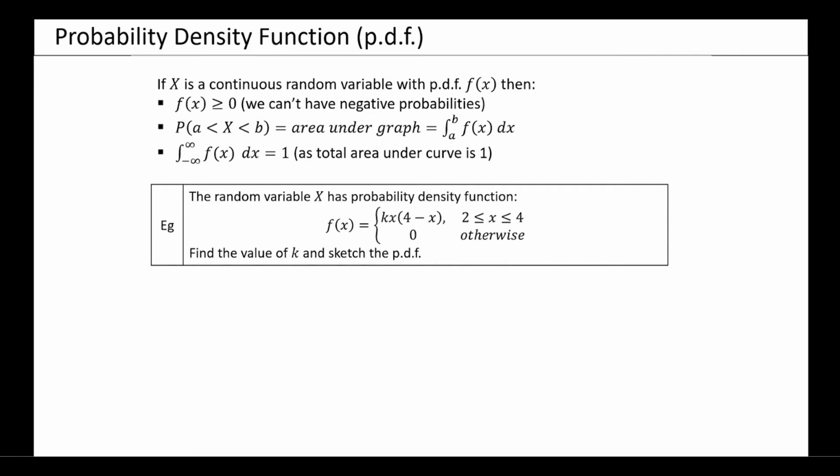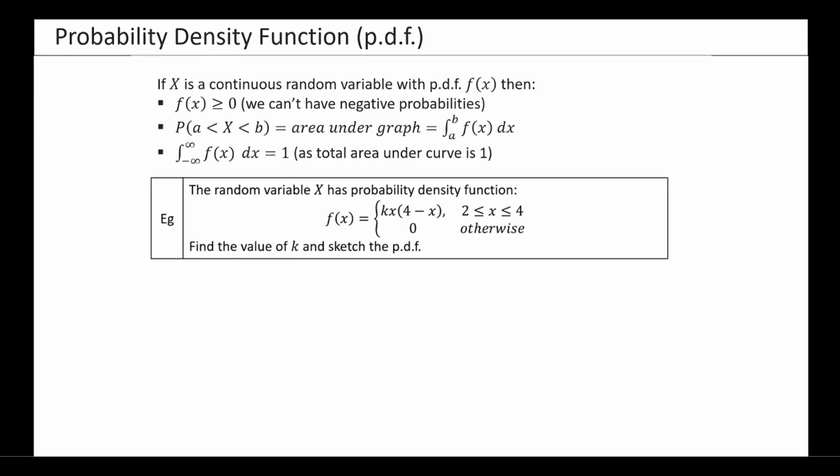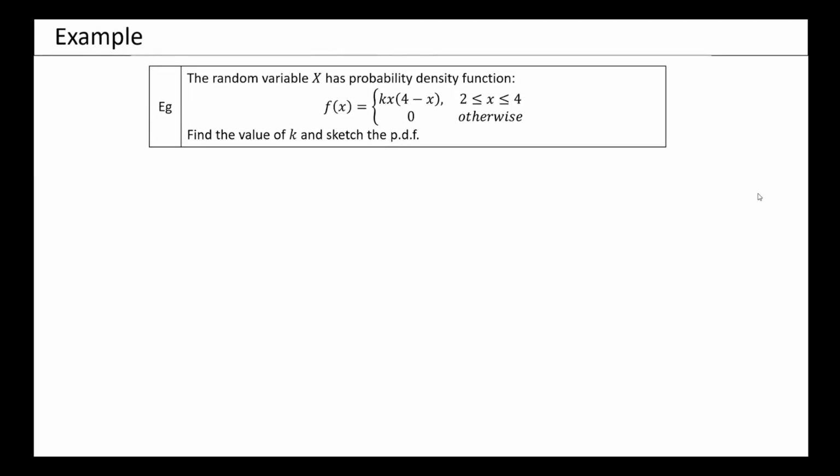Okay, let's have a look at an example. So let's start with an example here. We've been given this function. We're told it's valid in between 2 and 4, and the first thing we're asked to do is to find a value for k. So k is unknown at the moment.